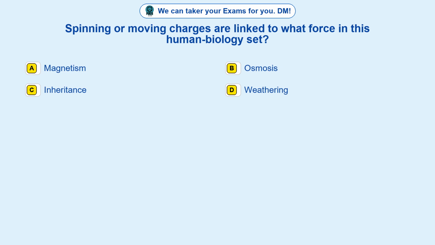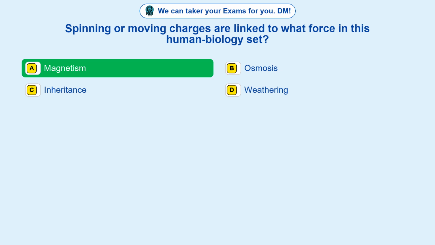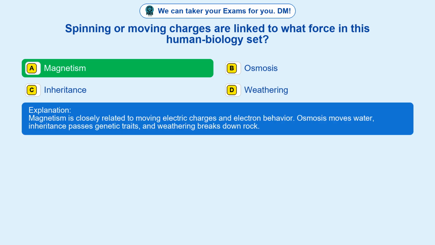Question 74. Spinning or moving charges are linked to what force in this human biology set? Option A, magnetism. Option B, osmosis. Option C, inheritance. Option D, weathering. The correct answer is option A, magnetism. Magnetism is closely related to moving electric charges and electron behavior. Osmosis moves water, inheritance passes genetic traits, and weathering breaks down rock.